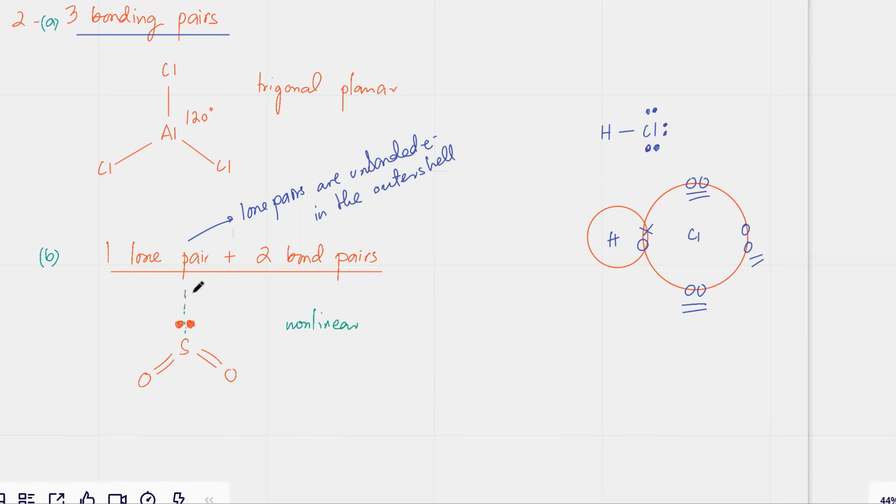It's going to look like this. It's basically this and this. The top is missing. I mean, the third part is missing. There's nothing there. So it's nonlinear. Nonlinear means that it's a bent shape, or you can call it nonlinear, or you could call it bent. And the angle would pretty much be the same. But in this case, it would be between 117 to 120.